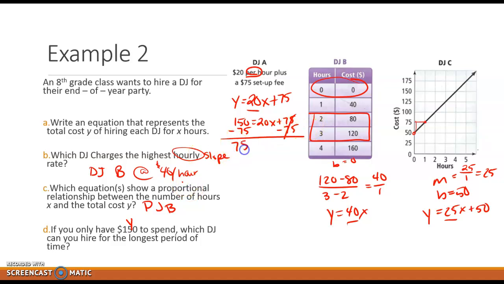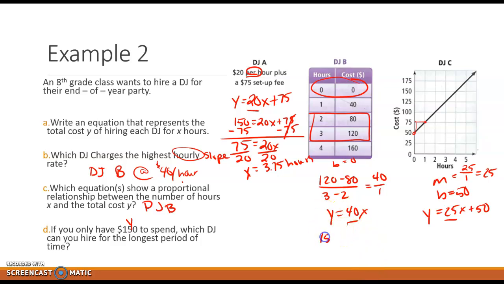Here we are. 75 equals 20x. Divide both sides by 20. 75 divided by 20 is, x would be 3.75 hours. So less than 4 hours.